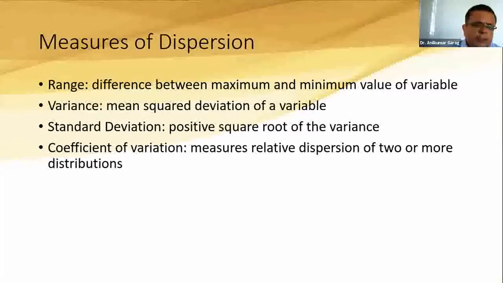Then variance. Variance is the mean squared deviation of a variable. Basically, why squared? Because from the mean, the deviation can be negative or positive, and if there is negative deviation, it's better to square it so that you make it positive. Variance gives us, again, a very good idea of how much is the dispersion.